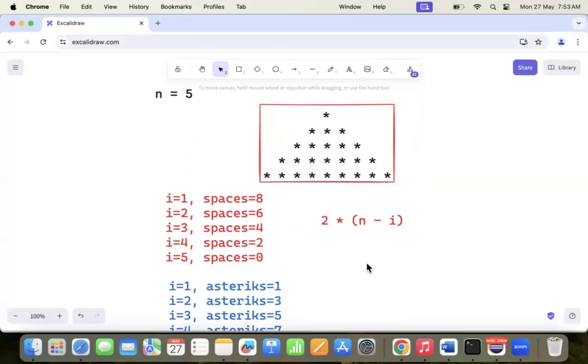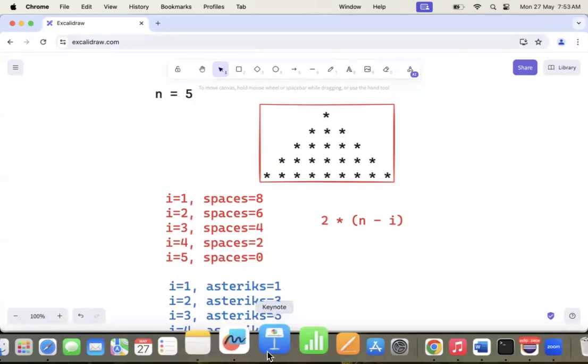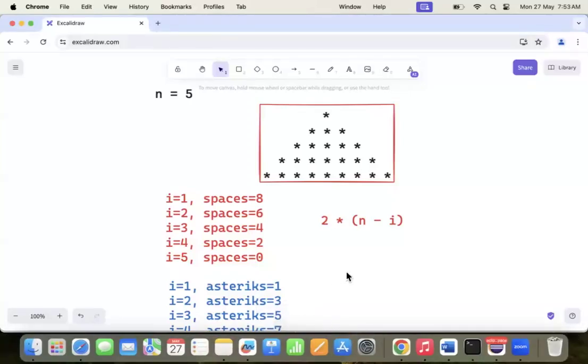Could you form any logic, guys? When i is equal to 1, there is 1 asterisk. When i is equal to 2, there are 3 asterisks. So could you form any logic between the value of n, the value of i, and the number of asterisks? i times 2 minus 1.